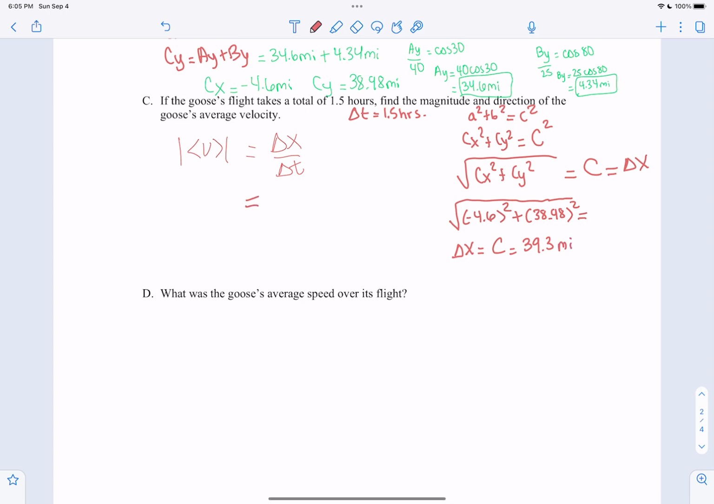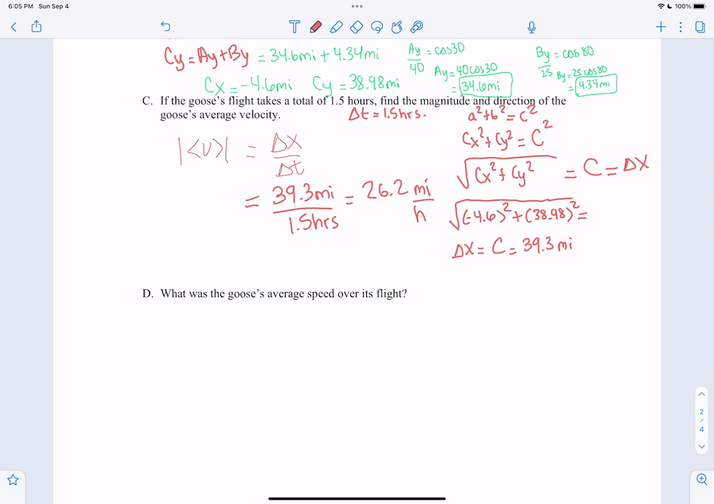So that gives us our delta x, 39.3 miles divided by 1.5 hours, and that should give us our average velocity, which should be around 26.2 miles per hour. Let me know if that's what you got as well. Yeah, 26.2, 26.1, about right.